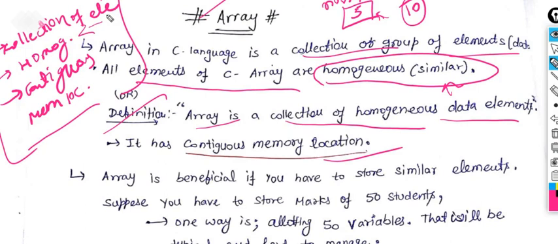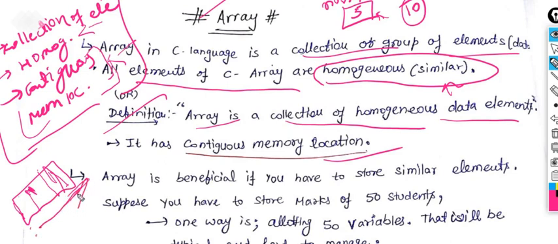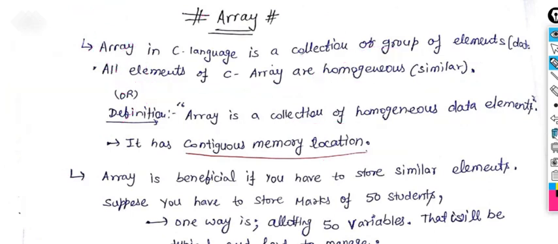That means similar data type should be there for all the elements, and all those elements must be in contiguous memory location. What does contiguous memory location mean? They will be stored one after another, so there will not be any space or any other element in between. If 10 elements are there in an array, all 10 elements will be stored in a sequence. Nothing will be there in between them. So that means contiguous memory location. I hope it is clear to all.